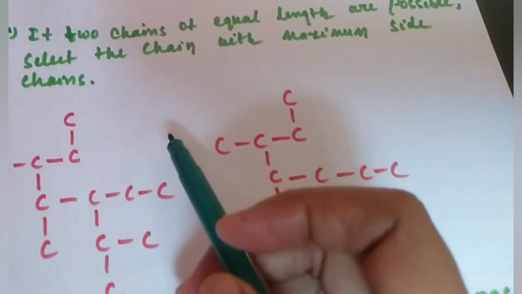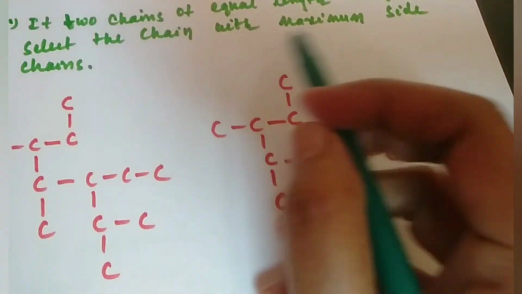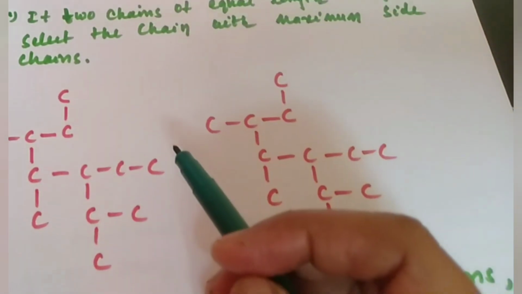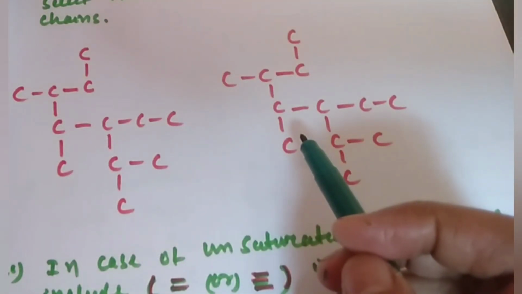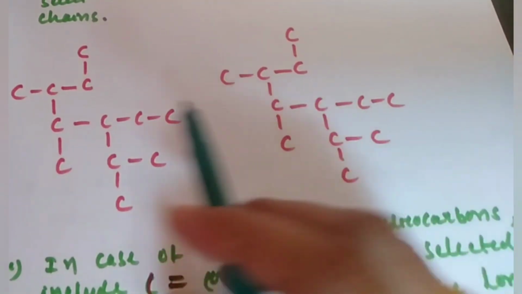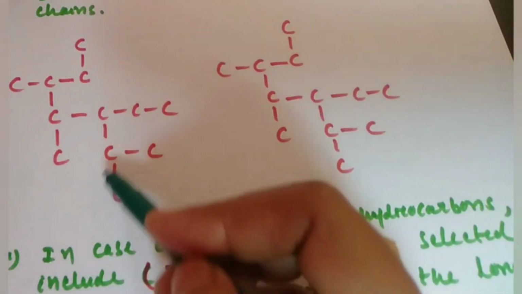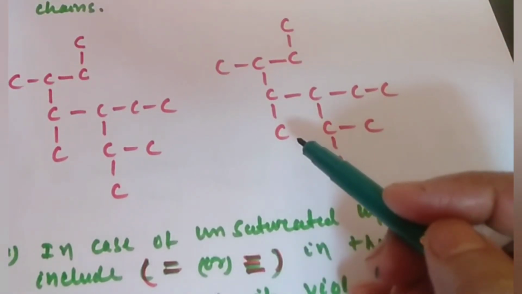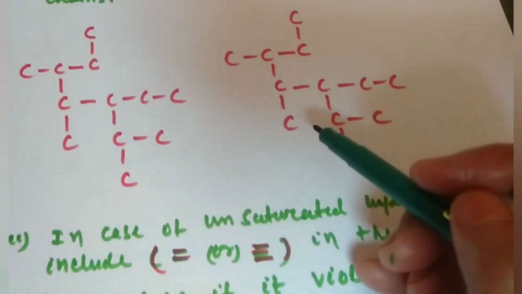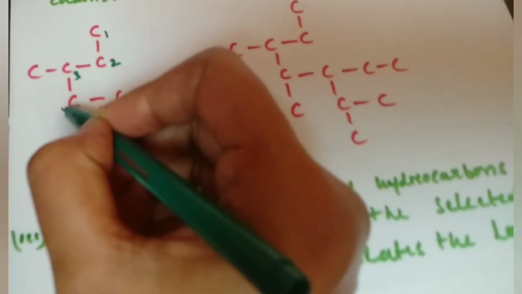If 2 chains of equal length are possible, select the chain with maximum side chains. Okay, that means if there are 2 examples given to you, these are the 2 chains having equal length. Here it is the same. That means if we choose the longest continuous carbon chain, we have to select the chain with maximum number of side chains.